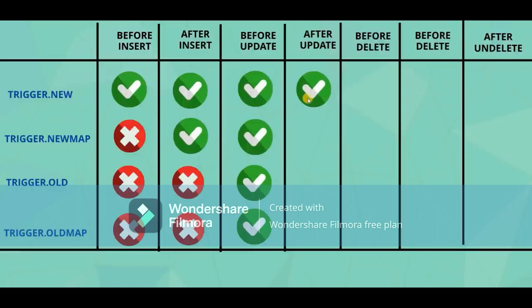Hence trigger.new, trigger.newMap, trigger.old and trigger.oldMap are available in the after update operation. All these four context variables are available in both before update and after update. Now we'll talk about before delete.